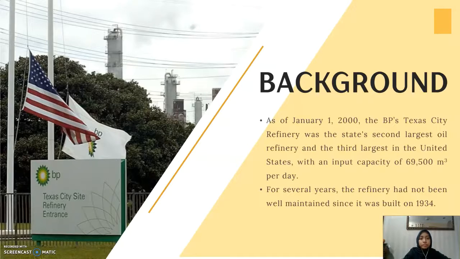As of January 1, 2000, BP's Texas City refinery was the state's second largest oil refinery and the third largest in the United States, with an output capacity of 69,500 m3 per day. The refinery was built in 1935. Ever since, for several years, the refinery had not been well maintained.